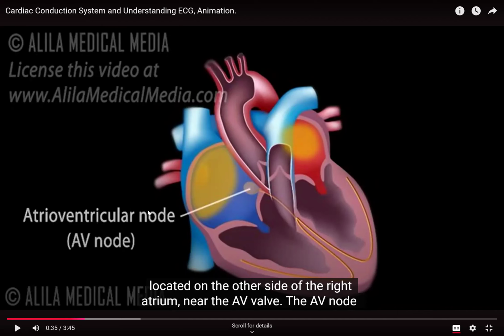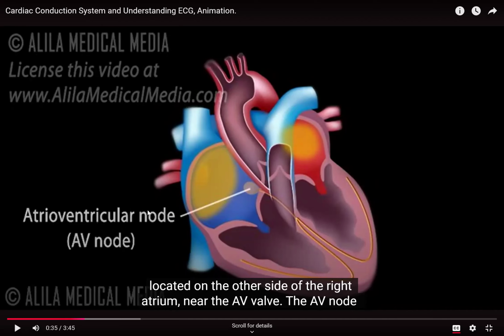Now that delay in the impulse transmission is necessary for blood to move from the atria down to both ventricles before the electrical impulse is passed down to the ventricles and then causing the ventricles to contract. Because if we would allow it to transmit instantaneously without that delay, what will happen to atrial and ventricular contraction? The timing, what will happen to the timing?